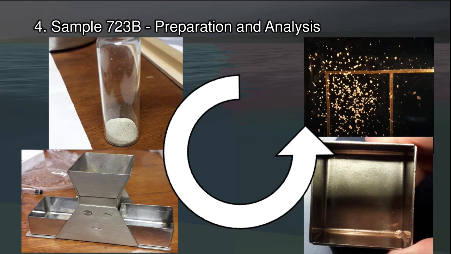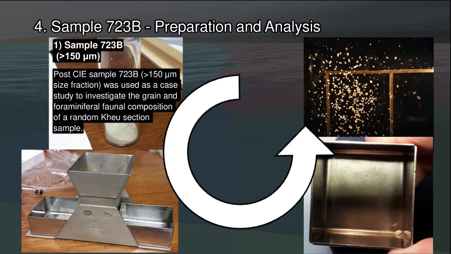So, to do that, this is our preliminary deep dive into looking at some of the foraminifera. I'm going to base this on sample 723B, which comes from the post-event period, and walk you through what we hope to do when we examine these samples in terms of the paleoecology. So, to introduce the sample in question.